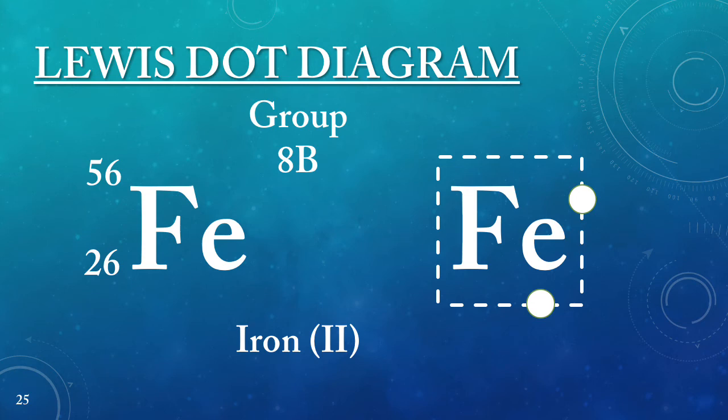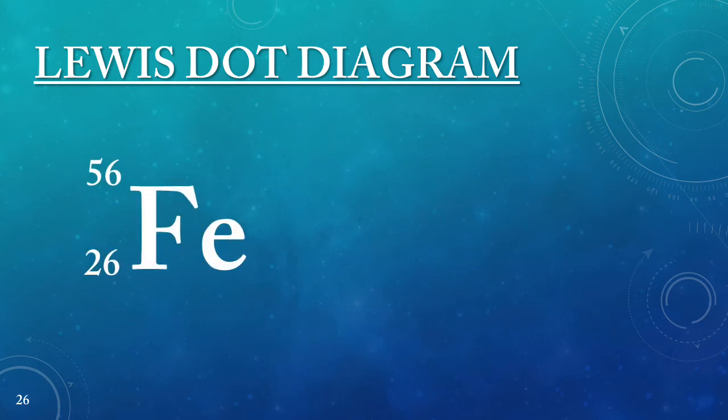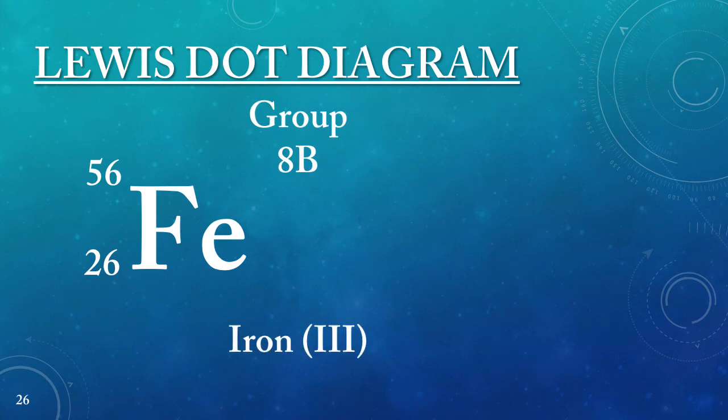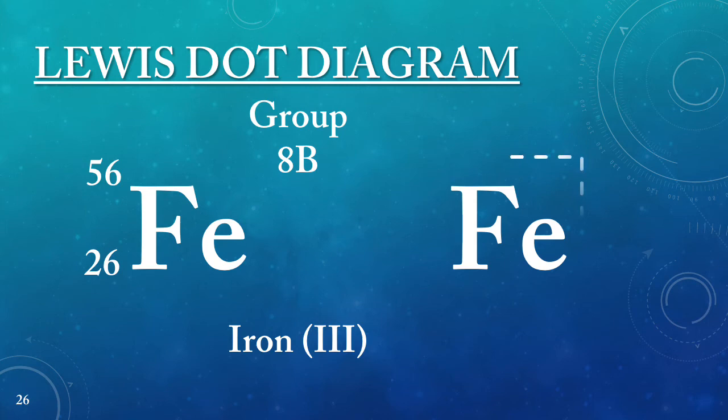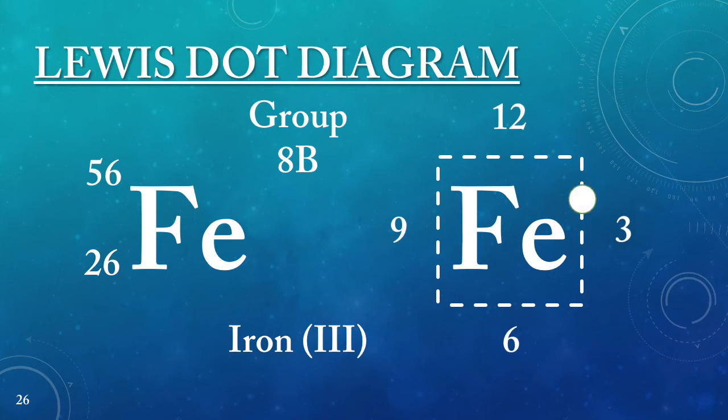So, let's go to the other type of iron. It's going to be still in group 8A, or 8B, excuse me, and it's going to be called iron 3. So here's my box. Okay, the 3 in Roman numerals tells me that I have 3 valence electrons. There's my clock. 1, 2, 3. So that's what my Lewis dot diagram would look like for iron.